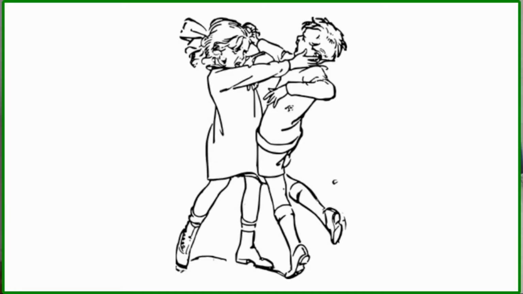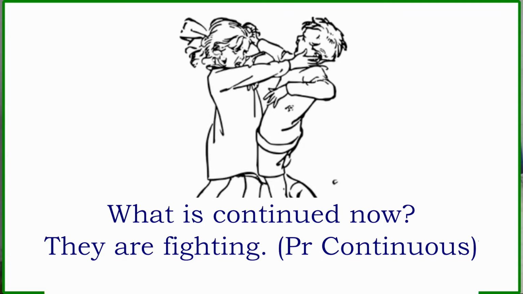I have an example. Look at this pic. Let's decide what you want to say about them. If you say what they are doing now, what is continued now, you will be using present continuous because you mean that action continued. You will be using present continuous. They are fighting. Are fighting. Be and ing form is continuous.